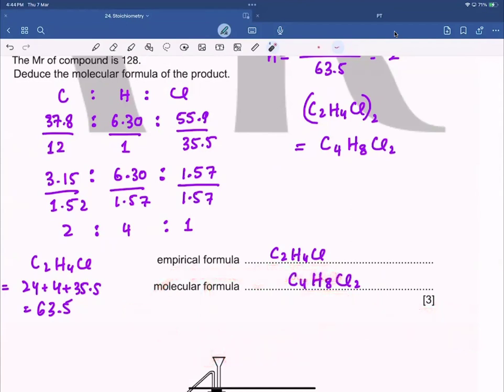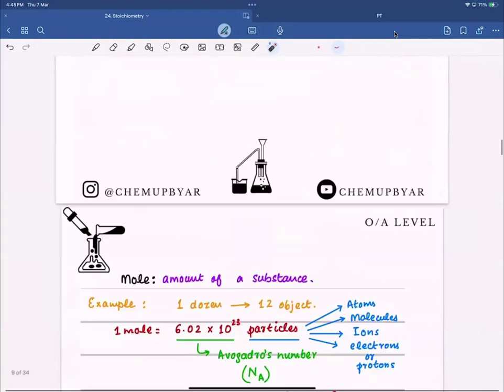For example, what is the relative atomic mass or the AR of hydrogen? 1. You didn't mention the unit, right? We just say 1. So it means it's the mass of 1 atom of hydrogen. But if I say there is 1 gram of hydrogen, now it means 6.02 exponent 23 atoms of hydrogen are there, not 1 atom. Is this understandable? If any one of you has any confusion in this, please ask.